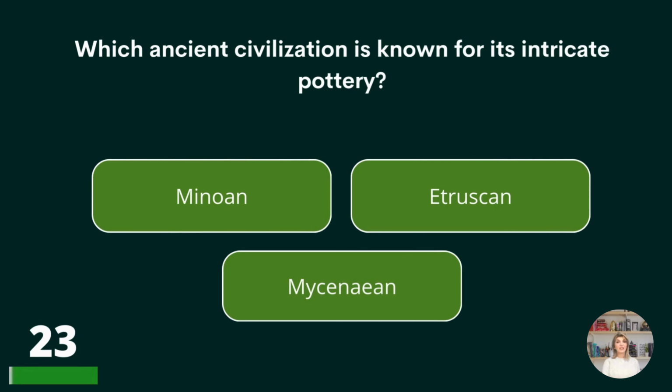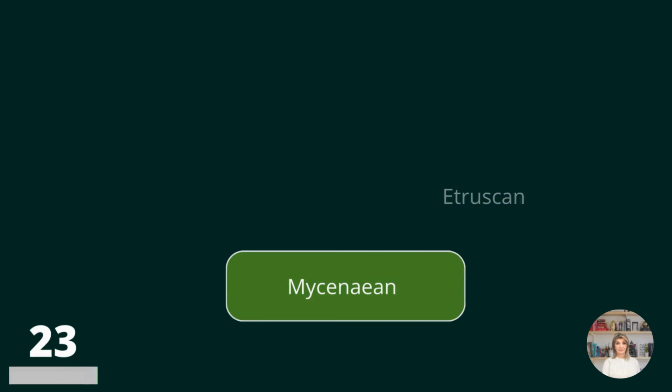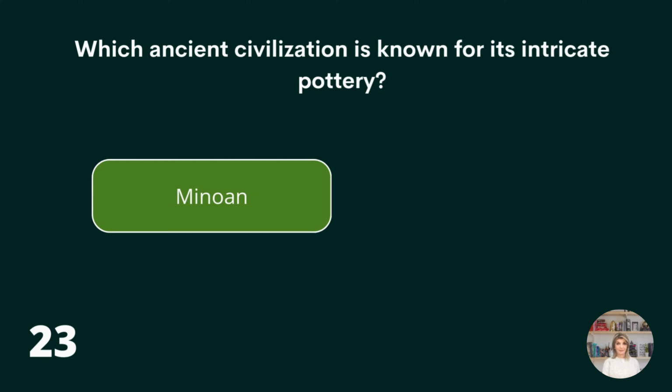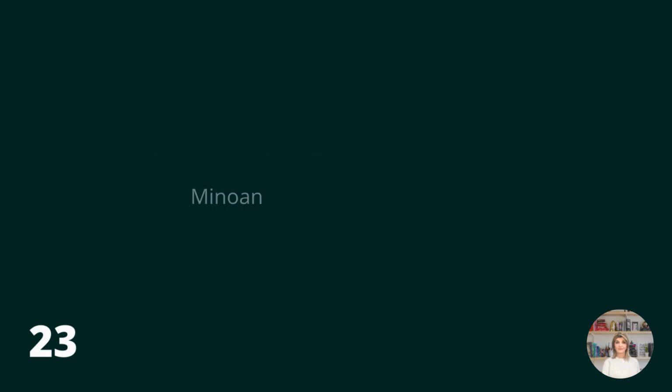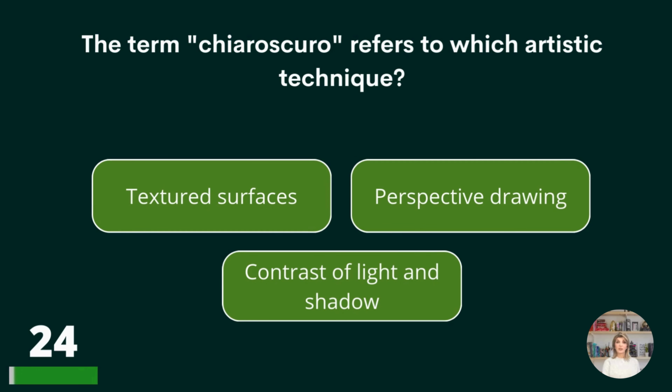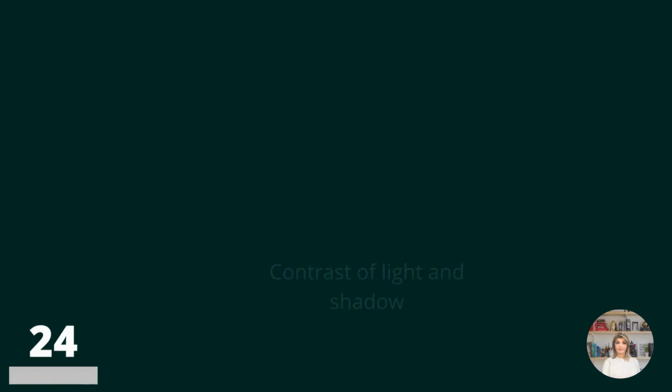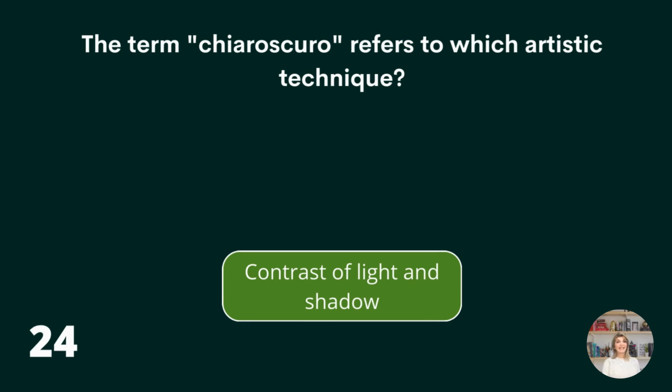Which ancient civilization is known for its intricate pottery? Minoan, Etruscan, or Mycenaean? Minoan. The term chiaroscuro refers to which artistic technique? Textured surfaces, perspective drawing, or contrast of light and shadow? The contrast of light and shadow.